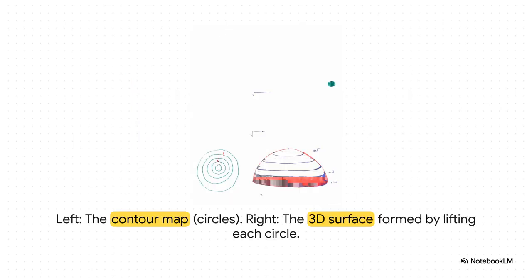So on the left, that's our 2D contour map, the result of all that math we just did. A bunch of circles inside circles. But now for the magic trick. Imagine we take each one of those circles and we lift it up to its proper height, okay? What happens? They stack up perfectly, and bam, there's our hemisphere on the right. We just completely reconstructed a 3D object using only its 2D contour map.